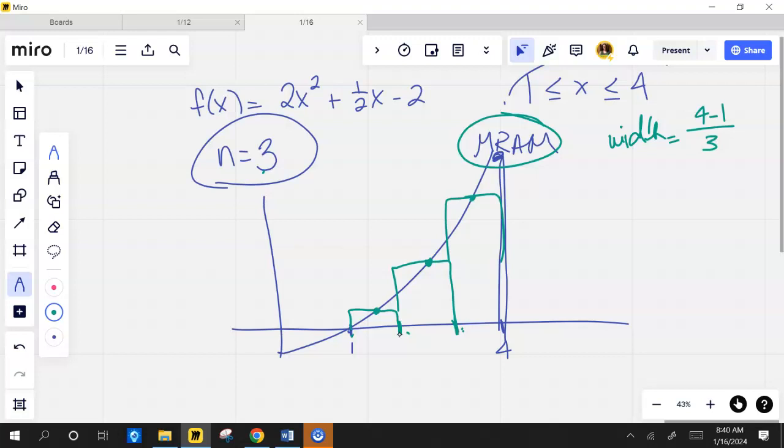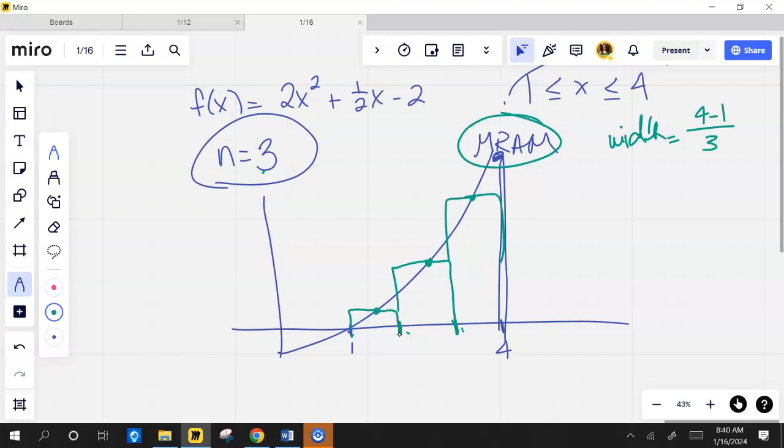They will ask which one is more accurate, and it will be based on the concavity and whether the function is increasing or decreasing. Because this one is increasing and concave up, if you did a right RAM, it would be an underestimate. If you did a left RAM, it would be an overestimate. So midpoint RAM would be your best choice. It doesn't change concavity over the course of this interval.